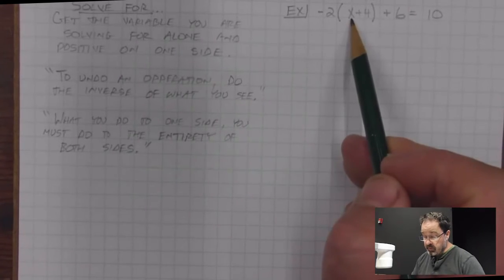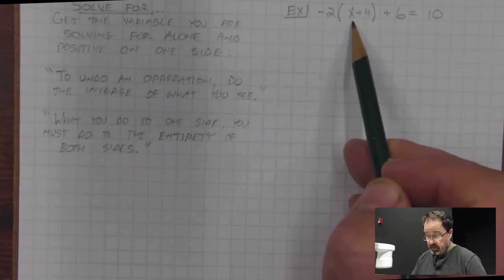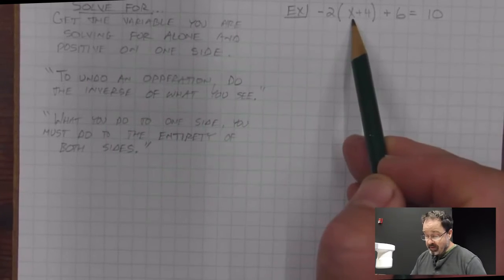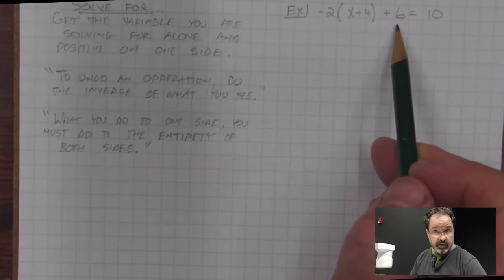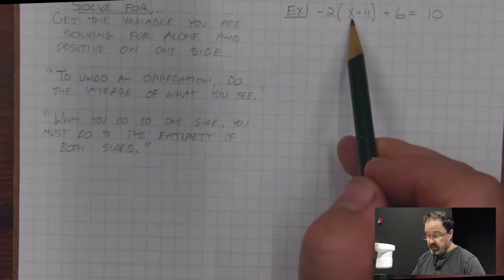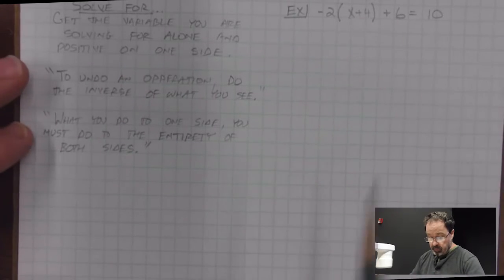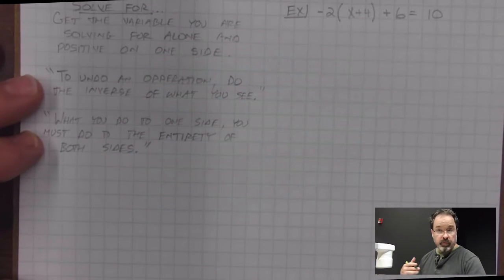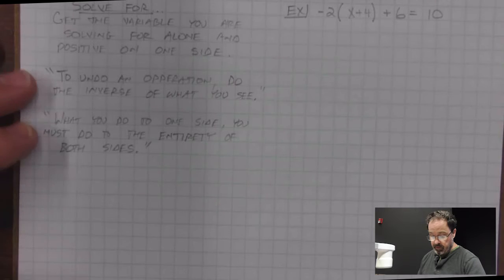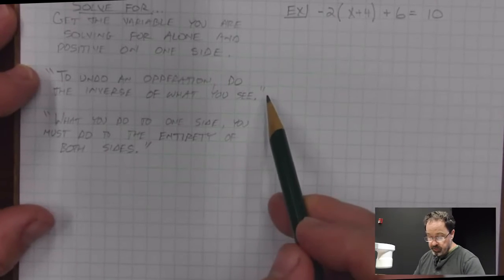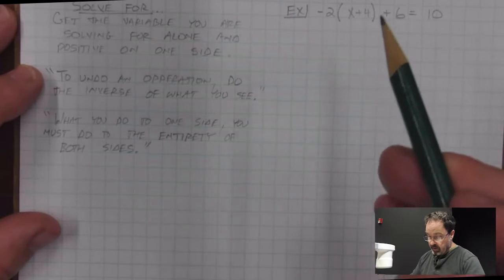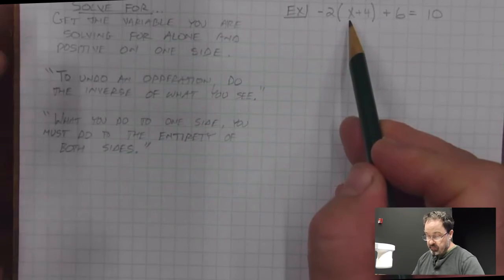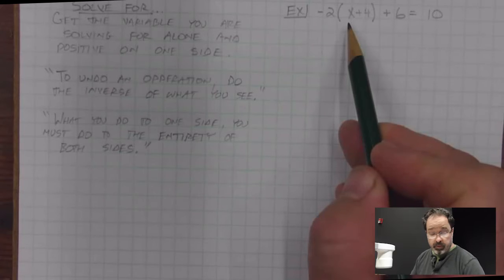If we're going to solve for x, we need to undo what's being done to x on this side. 4 is being added to x. We're multiplying by a -2, and then we're also adding a 6. So how do we get x by itself? We follow, in quotes, two guidelines for algebra. The first is to undo an operation, do the inverse of what you see. So if I wanted to get x by itself, I'm going to undo these three operations.